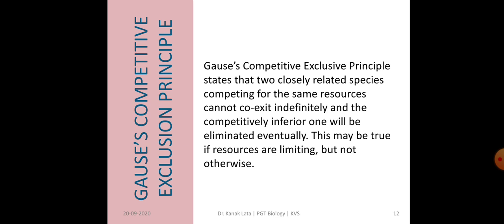Now let us discuss Gause's competitive exclusion principle. This is very important from the examination point of view. This principle states that two closely related species competing for the same resources cannot coexist indefinitely, and the competitively inferior one will be eliminated eventually. This may be true if resources are limiting, but not otherwise. When the resources are in plenty, then both the species will be present there.